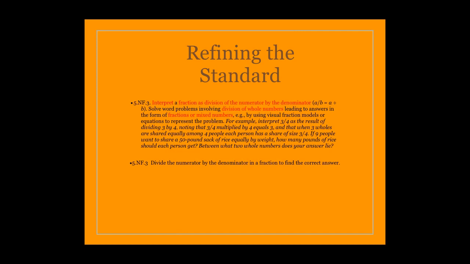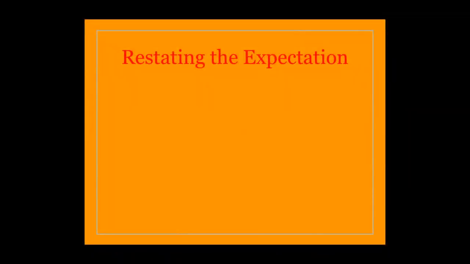So now that we've got an expectation, what we expect the student to be able to do: student will be able to take 14 divided by 3, turn it into 14 over 3. We can now restate the expectation. We expect them to divide the numerator by the denominator in a fraction to find the correct answer. We really want them to work out the problem and get an answer out of it.